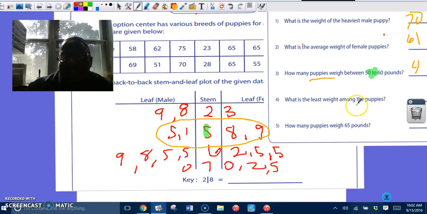Question number 4, what is the least weight among the puppies? That's the minimum. So what does the smallest puppy weigh? If you look up, smallest puppy weighs 23. Not 28 or 29, 23. That smallest puppy happens to be female.